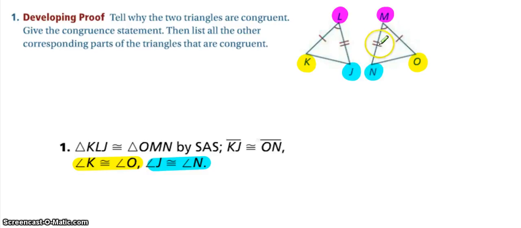Since my two ticks on the congruent sides are facing each other, then these two angles are congruent to each other. Angle K and angle O are congruent, and then the sides.